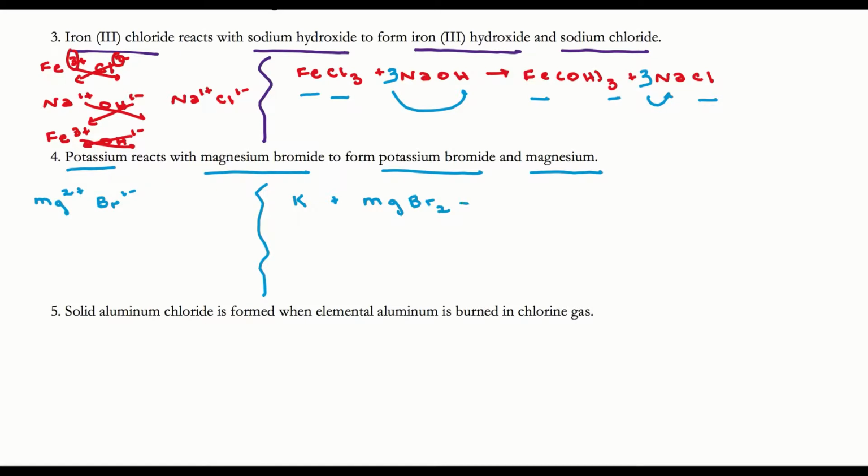Okay, and that forms potassium bromide. Potassium has a 1+ charge. Bromide, as I noted, has a 1- charge, so that's going to be KBr. And magnesium. Okay, so now I need to balance. I've got 1 potassium on my reactant side, 1 potassium on my product side. I'm good with that. 1 magnesium on my reactant side, 1 magnesium on my product side. I'm good with that. But I have 2 bromines on my reactant side and only 1 on my product side. So I'm going to have to put a 2 in front of potassium bromide. That now causes me to have 2 potassiums, so to balance, I'm going to put a 2 in front of potassium, and I'm good.